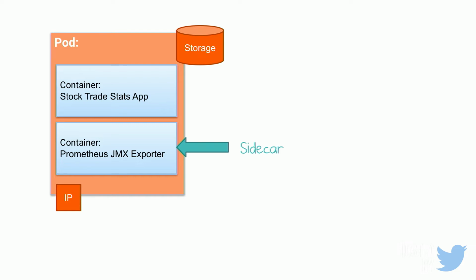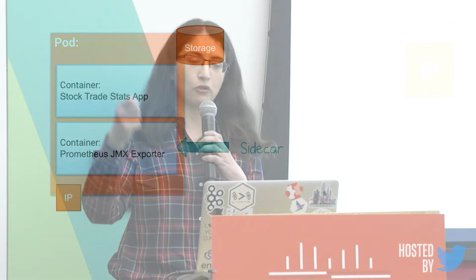A pod is a set of one or more containers that are always deployed as a single unit. It has storage, which may be persistent or ephemeral, and it has an IP, which is always ephemeral, meaning that if you kill a pod, a new pod will start, it will have a brand new IP, it will have brand new storage, and it may run the same application, but for all intents and purposes, it's a totally new thing.